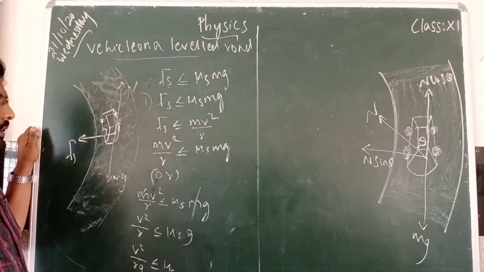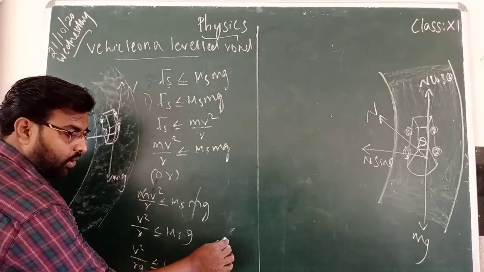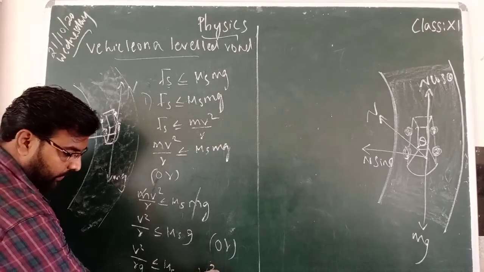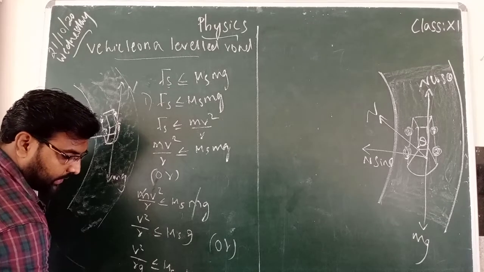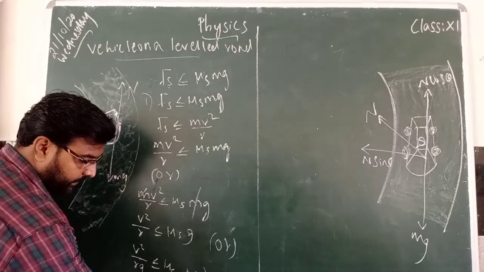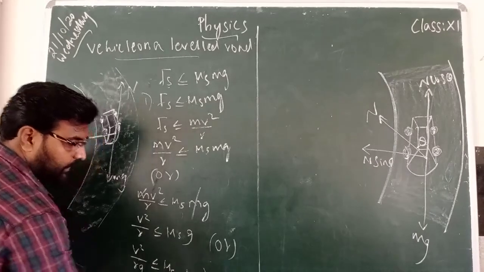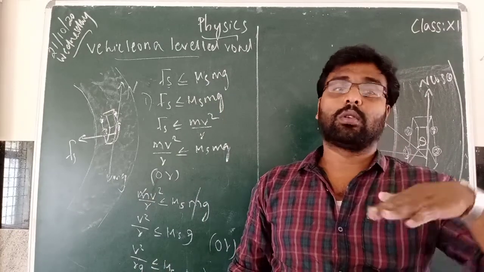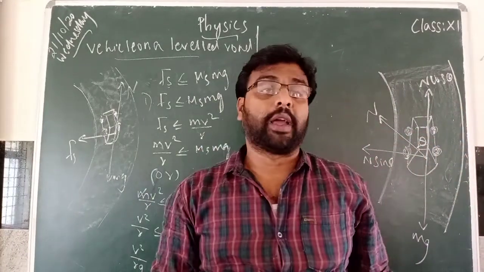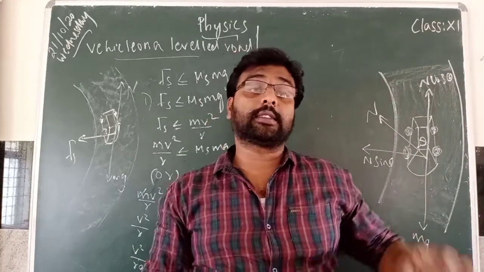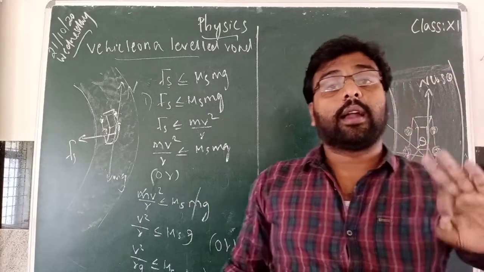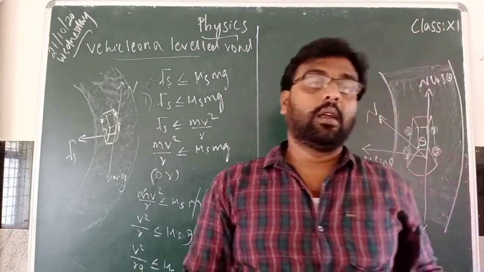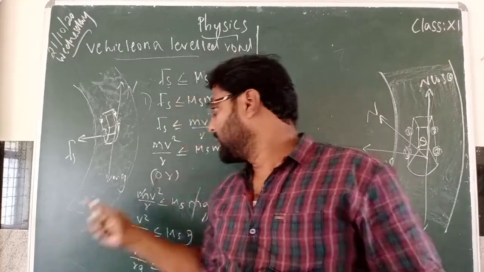We are just writing it the opposite way. So this is a condition. Or you can use another condition: from this equation, v square is less than or equal to mu s rg, taking rg to the upside. These are the three conditions under which we can move the vehicle in a safe manner. Here in this condition the static friction between the tire and the road provides enough centripetal force, so you can turn the vehicle safely.